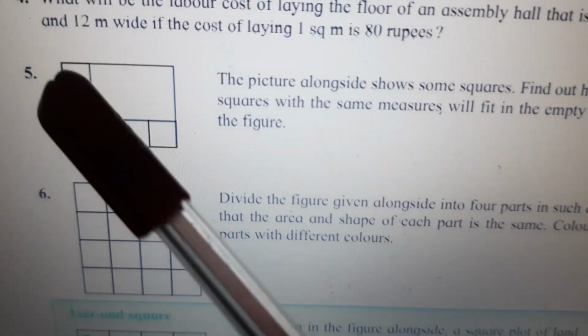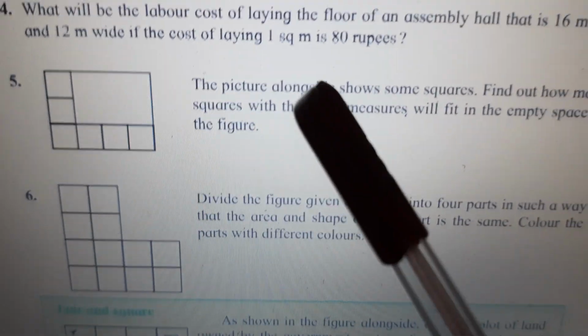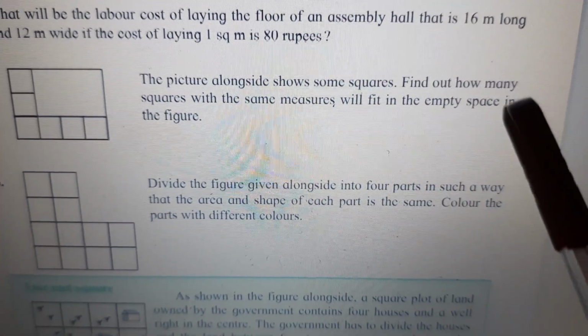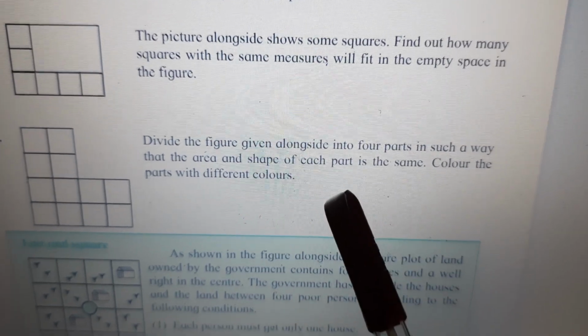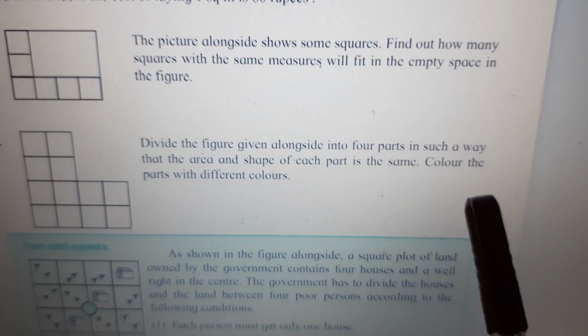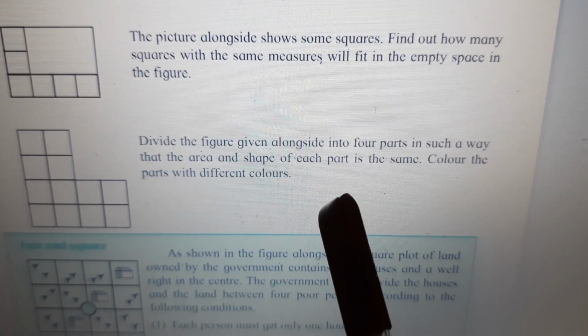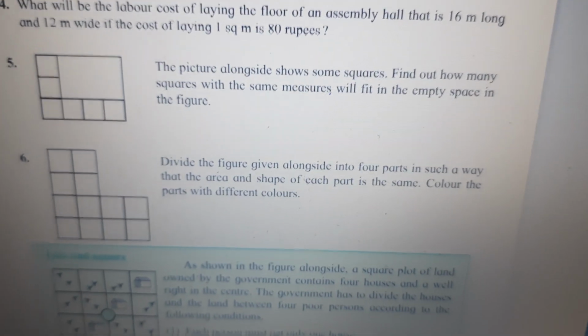Now these two questions are for homework, children. In the textbook itself you can complete it. Fifth question, you can see the squares, and you have to complete those squares. The picture alongside shows some squares. Find out how many squares with the same measures will fit in the empty space in the figure. And the sixth one: divide the figure given alongside into 4 parts in such a way that the area and shape of each part is the same. Color the parts with different colors. So this fifth and sixth is for homework, children. You will complete this in your math notebook.